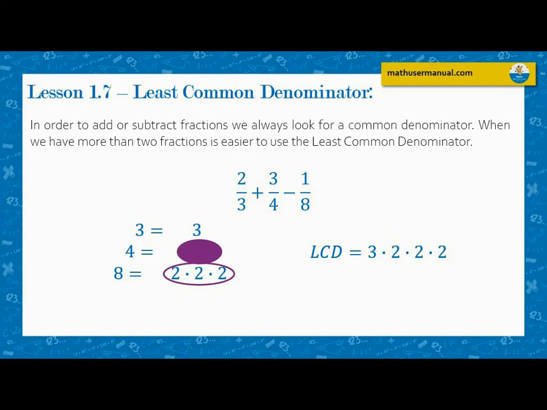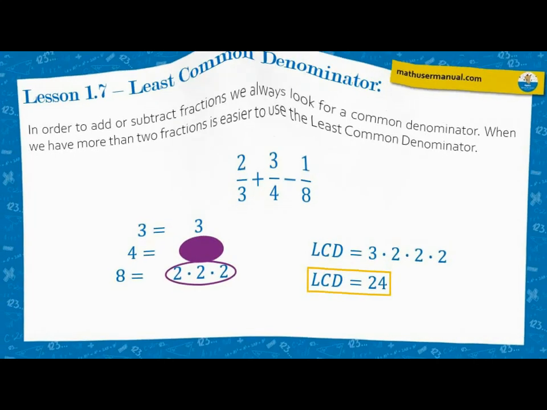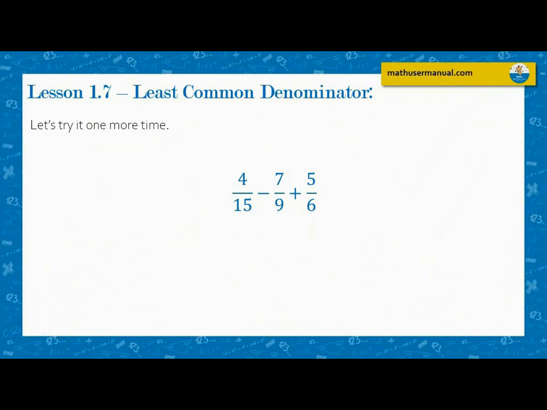Now this is our least common denominator. All we need to do is multiply. 3 times 2 is 6. 6 times 2 is 12. 12 times 2 is 24. So the least common denominator of these 3 fractions is 24. But as usual, we know that sometimes we need a little bit more practice to fully understand the topic, so let's do it one more time.